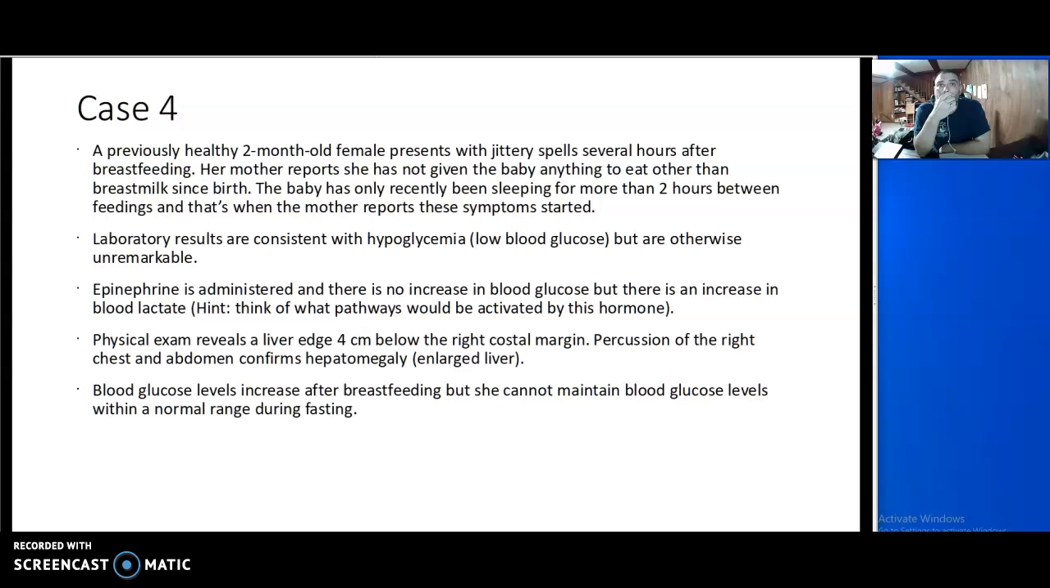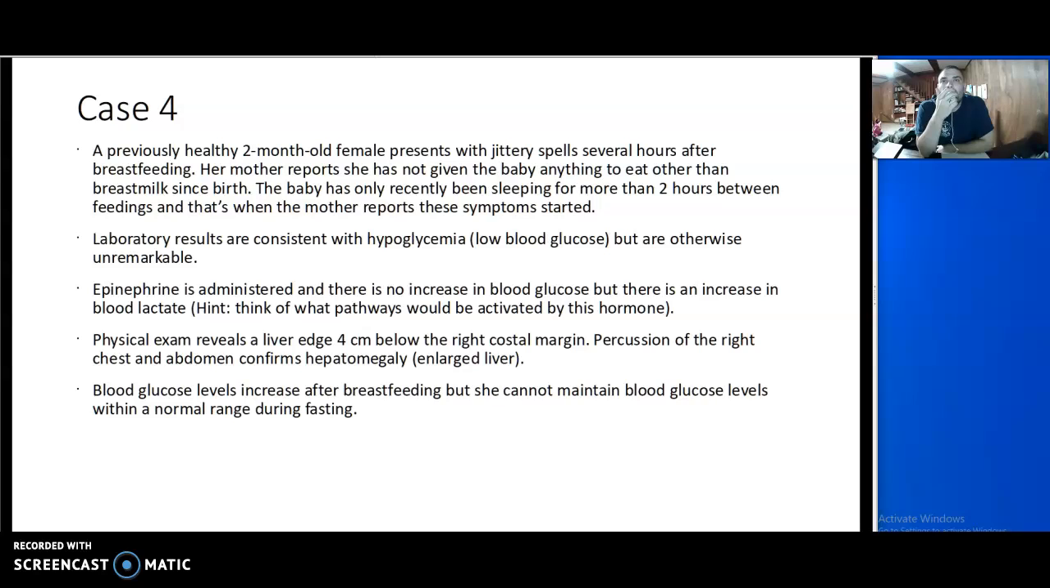The mother reports these symptoms started after the baby started entering these fasting states, where the child has not eaten within the last hour to 2 hours. Laboratory results are consistent with hypoglycemia, that's a low blood glucose level, but they're otherwise unremarkable. Epinephrine is administered with no increase in blood glucose, but there is an increase in blood lactate.